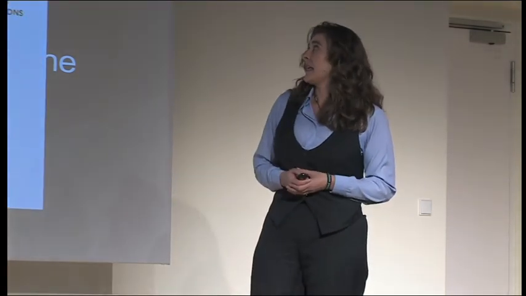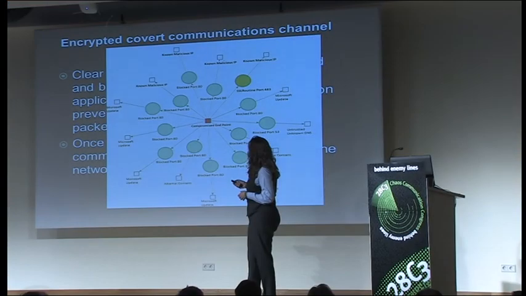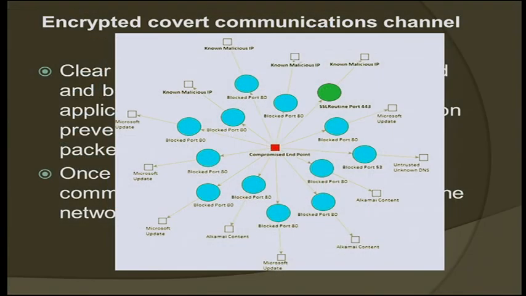And this is what it looked like. Over a 24-hour time period, the compromised endpoint was trying to get out by the firewall, was trying different things to see if it could get out, like Microsoft Update and so forth. Finally, when it encrypted the packet, it was able to have complete, clear communications both ways.